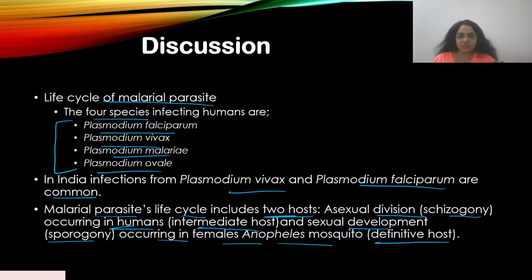So there's an intermediate host where the asexual division takes place, and there is a definitive host where the sexual division takes place. Please remember the genus name of the mosquito, that's Anopheles, and it is female, not male. Please remember this. It's the female that causes malaria.